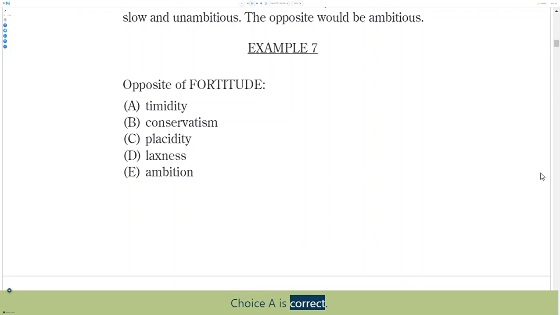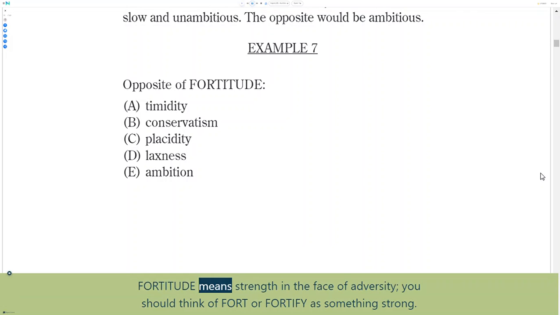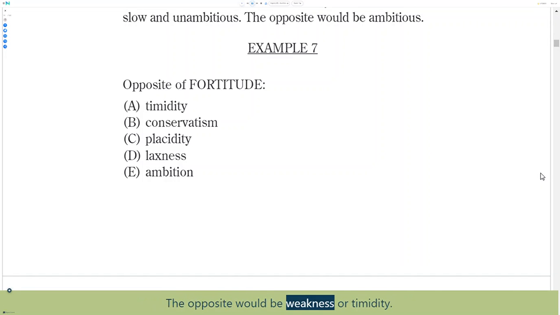Choice A is correct. Fortitude means strength in the face of adversity. You should think of fort or fortify as something strong. The opposite would be weakness or timidity.